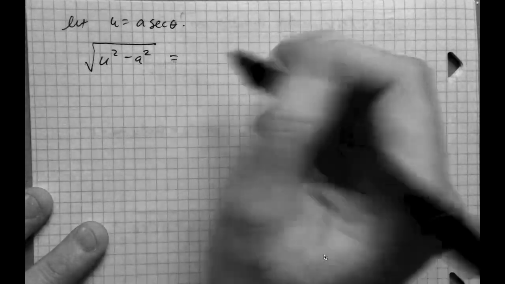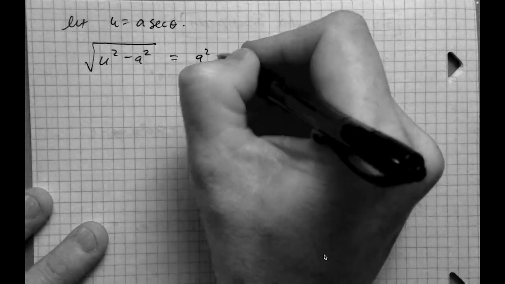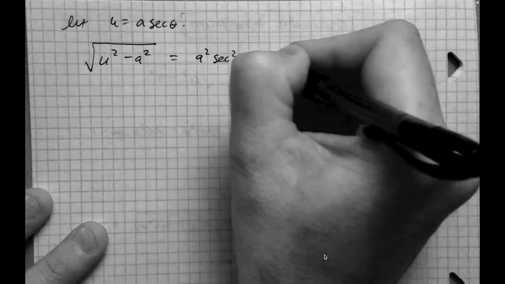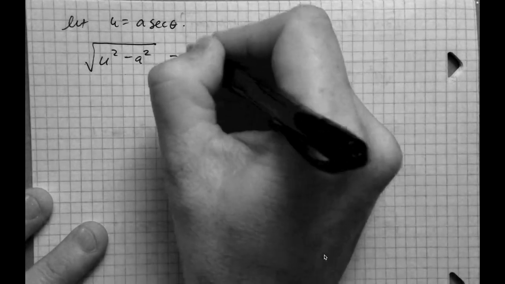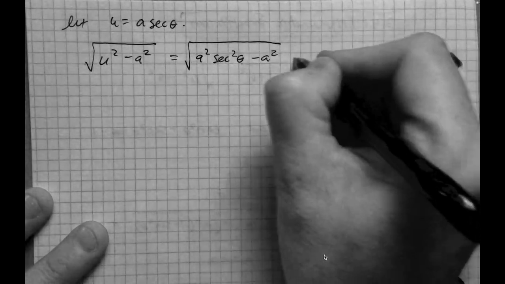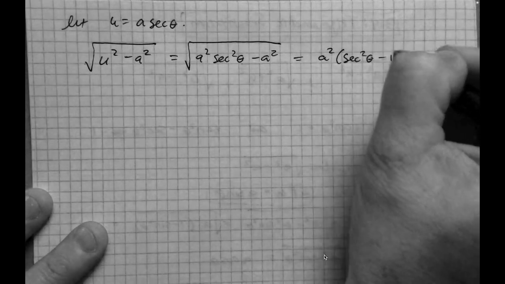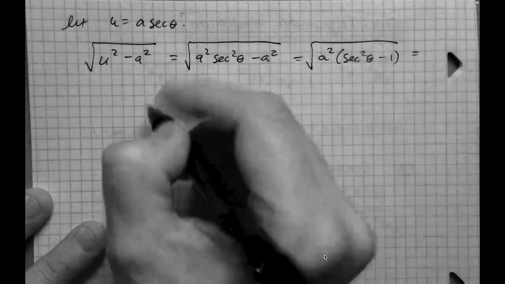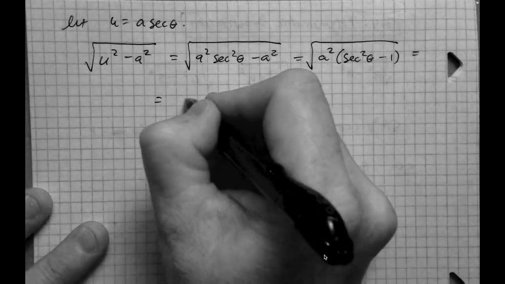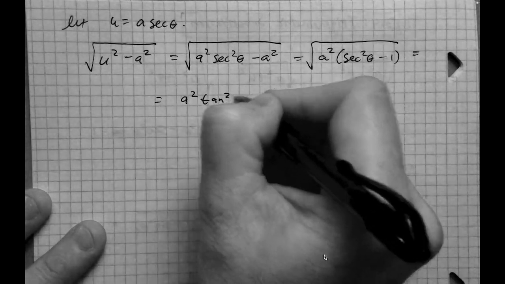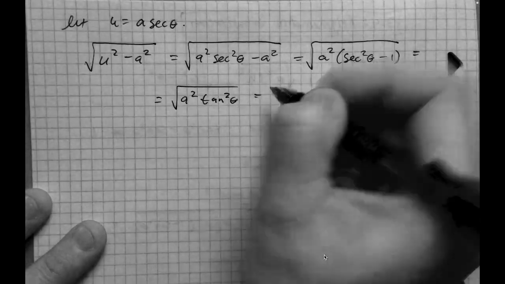We can see that that's equal to a squared secant squared theta minus a squared, which is equal to a squared times secant squared theta minus 1, which is a squared tan squared theta, which is a tan theta.